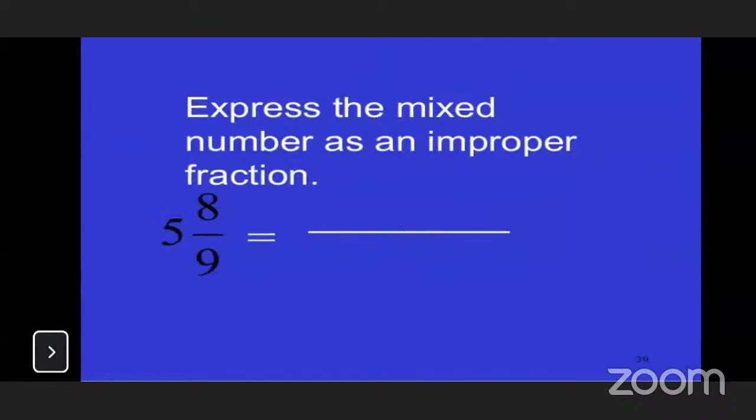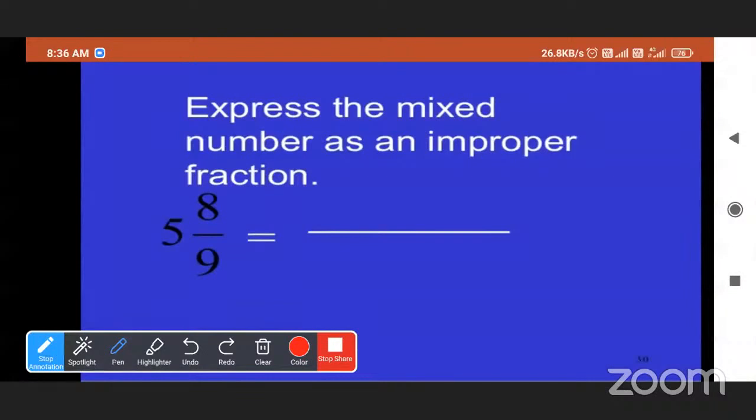Now, express the mixed number as an improper fraction. Can you convert it into an improper fraction? Yes. Okay, what do we have to do? Divide the whole number, or multiply? Multiply the whole number and denominator. Good. Okay, we will write the denominator as it is. Then what do we have to do? We add the numerator.